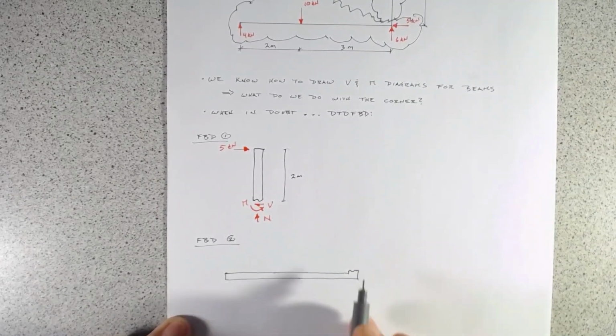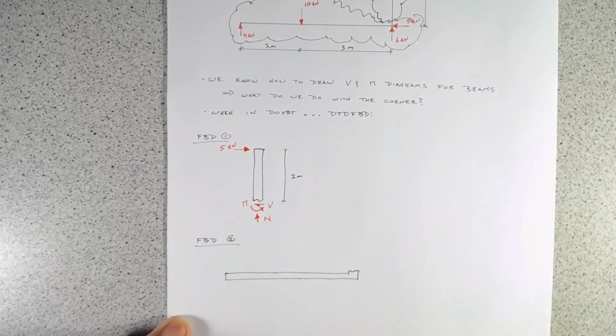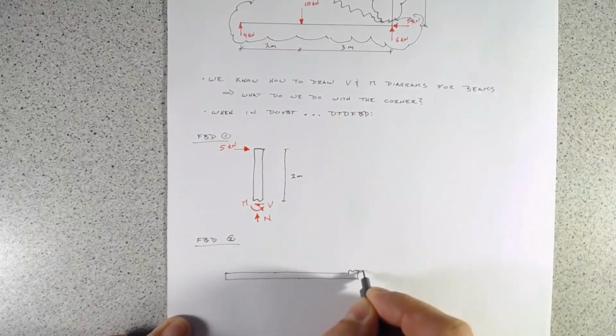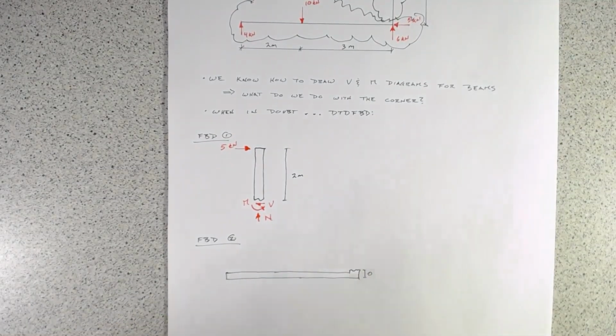And that's our cut here. And this distance is really small. We've made the cut right at the edge. We're going to call this distance 0, just for the analytical purposes that we have here.